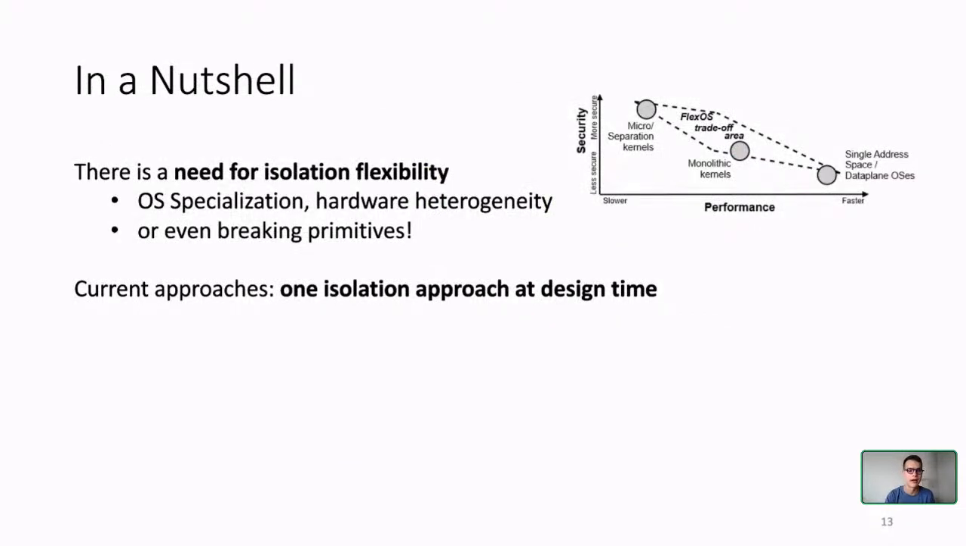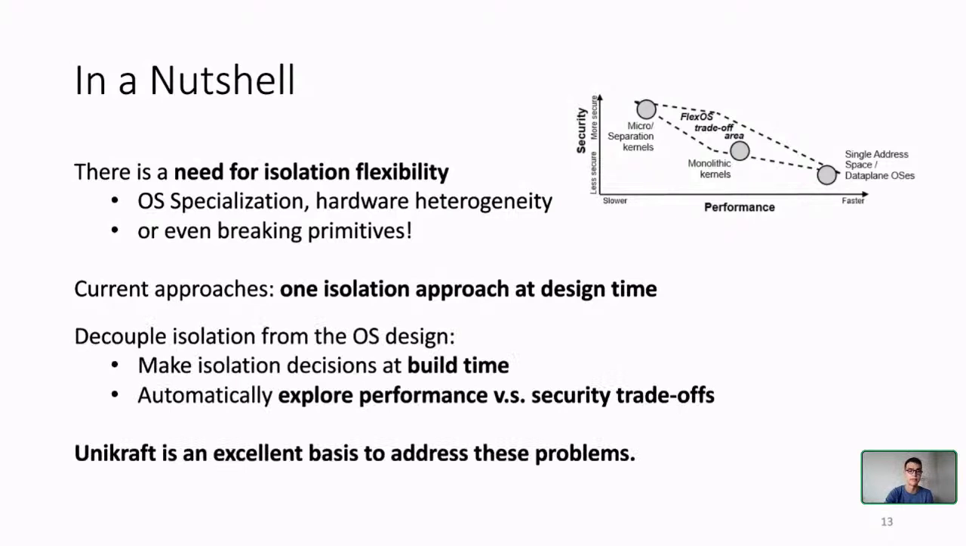As a conclusion, we highlighted the need for more isolation flexibility, whether it is for specialization purposes, to adapt to new hardware, or simply because the primitives that you are using broke. Current approaches take one isolation approach at design time, effectively representing a single point in the design space. In this talk, I presented FlexOS, an OS that decouples isolation from the OS design, making isolation decisions at build time. Unikraft is an excellent basis for flexible isolation for FlexOS, and more generally for research explorations on security.